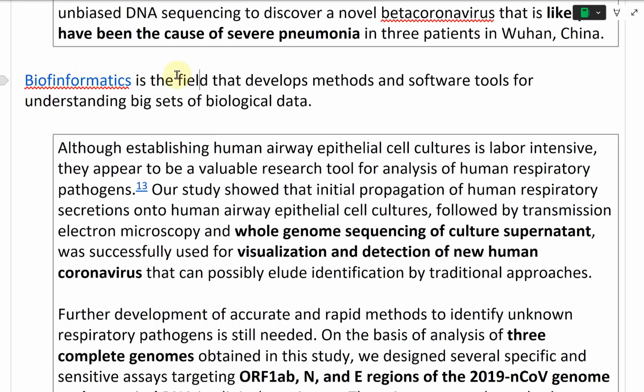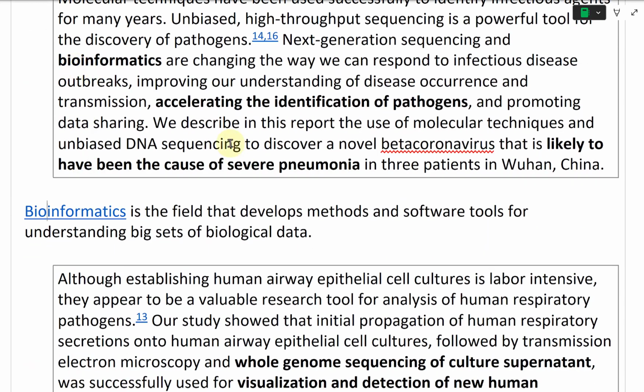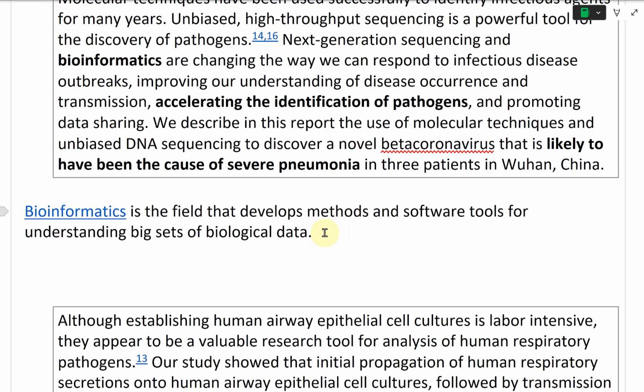Bioinformatics is the field that develops methods and software tools for understanding big sets of biological data. Yeah, that's basically big data for biological systems.